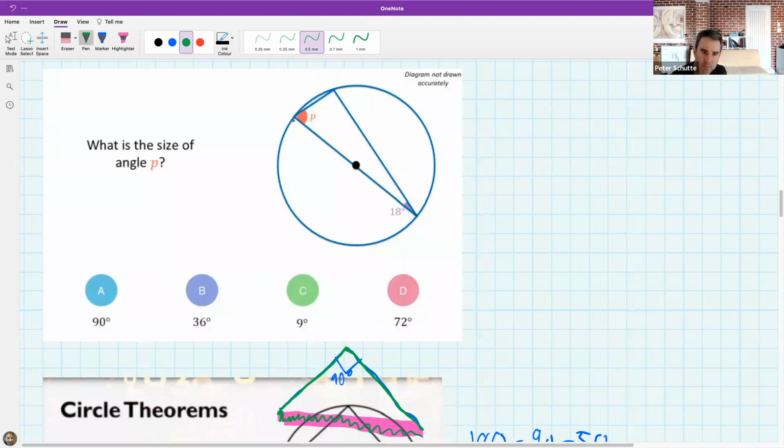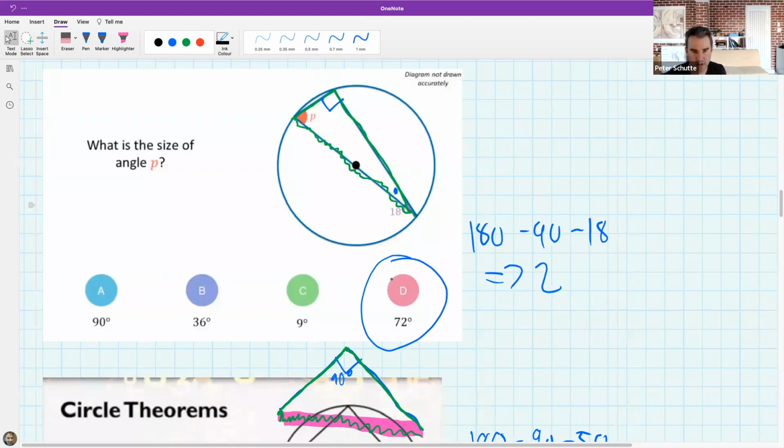Let's see. So here's my diameter. I know it's a diameter. Then this angle up here is the one that's subtended at the circumference, which means this has to be 90. I know this one down here is 18. I've just taken it away. So I go 180 minus 90 minus 18, which gives me 72. And yeah, it's actually not a very difficult theorem. That's why I said, when I first saw this, I remember I was like, how do I not know this? But if you draw it, you'll see it's definitely true.